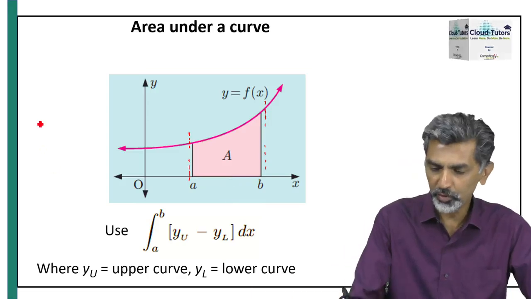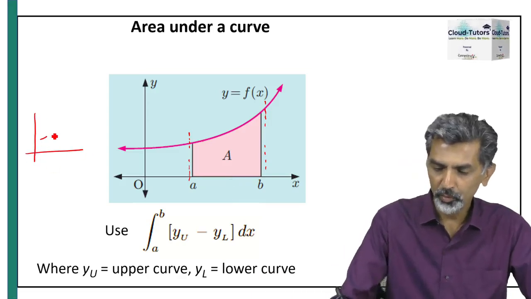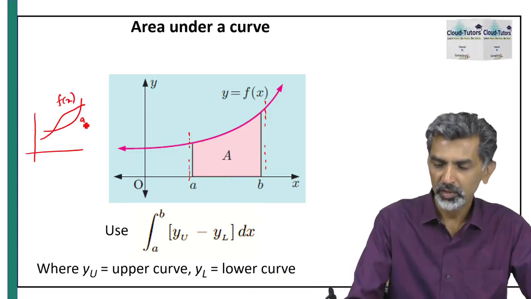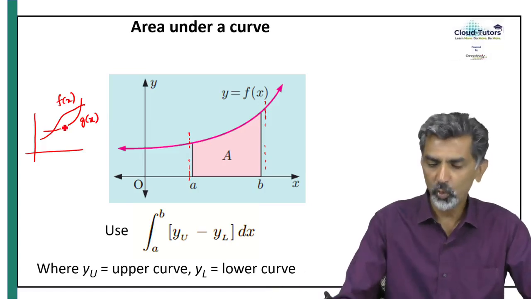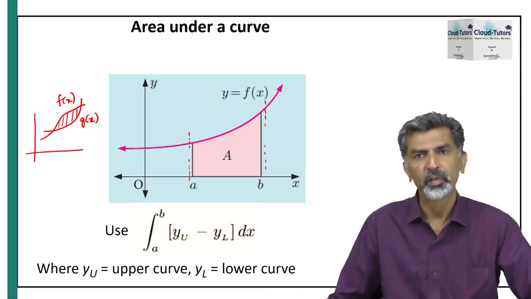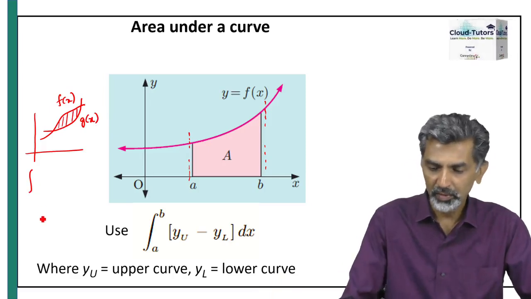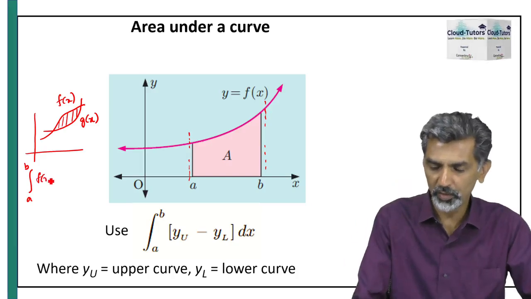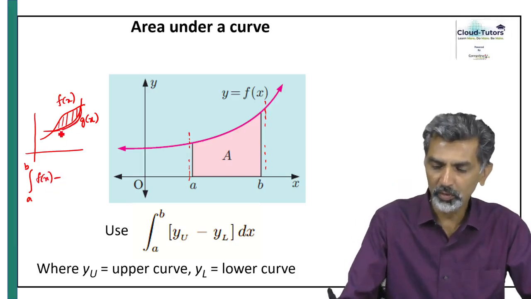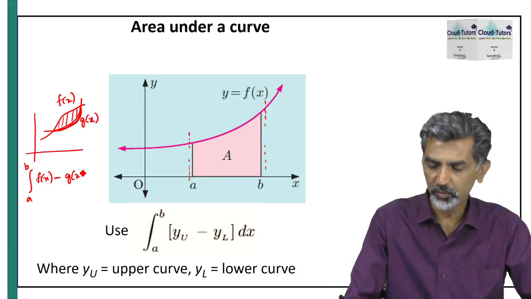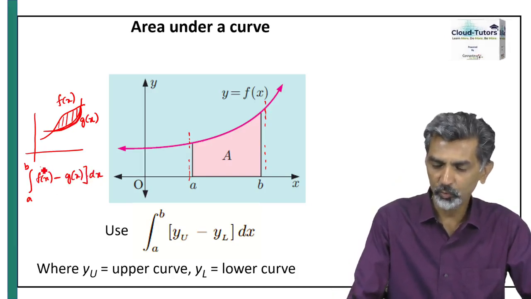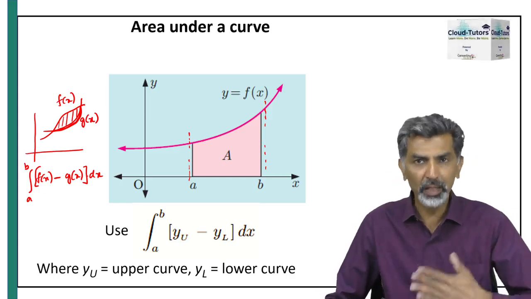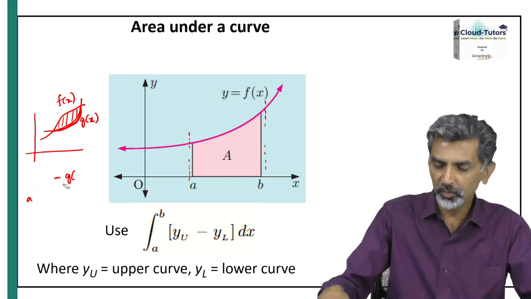For example, if you take a situation where this is a function f of x and this is another function g of x, and you want to find this area, then you can say that it is the integral from a to b, the upper curve of this region, which is f of x, minus the lower curve, which is this portion, g of x dx. And that would give you the area which is contained between f of x and g of x. That is the meaning of upper curve and lower curve.